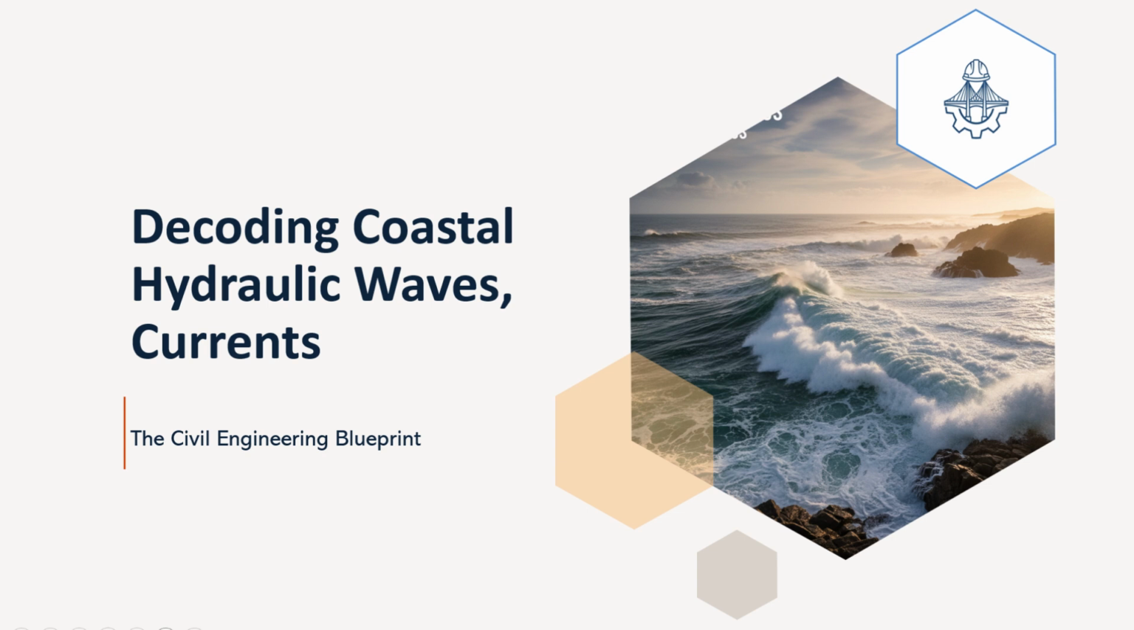tanh(kd). This is called the dispersion equation, and it's the absolute key to understanding why waves behave differently in various water depths. It explicitly links angular frequency ω, gravity g, wave number k, and water depth d. What this equation fundamentally shows is a phenomenon called frequency dispersion. This means that the wave celerity c, which equals ω/k, is dependent on the wave period or wavelength and the water depth. So waves at different periods will travel at different speeds in a given depth.